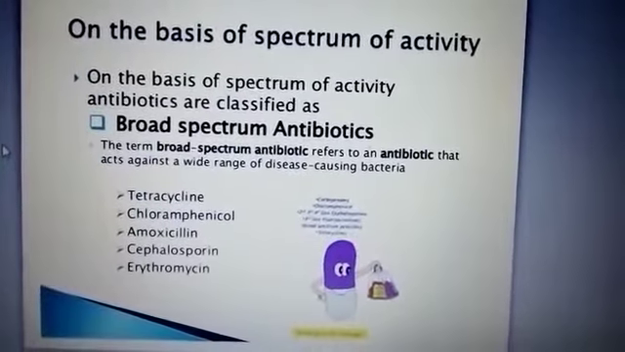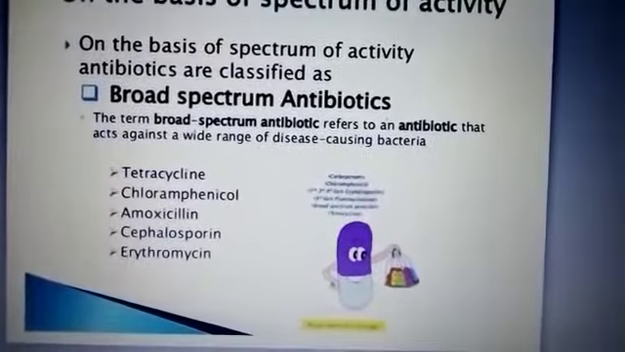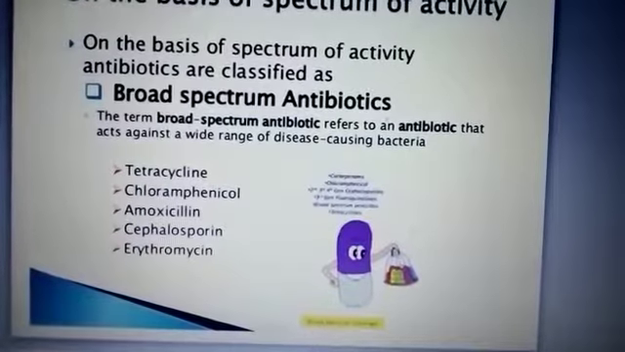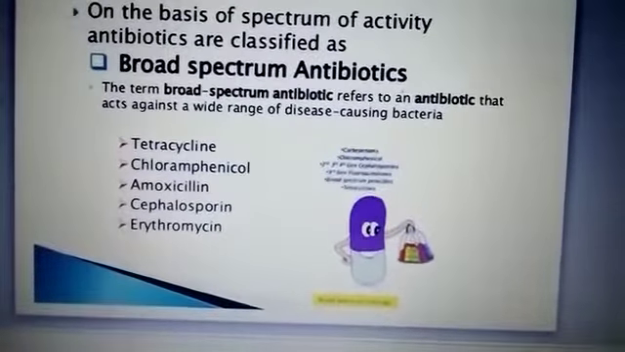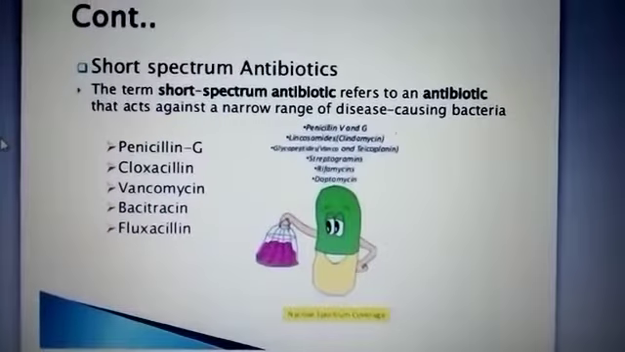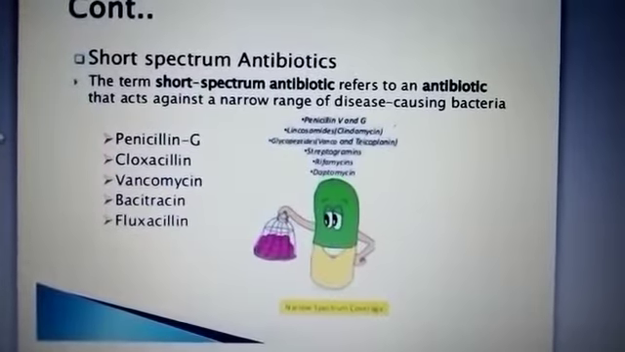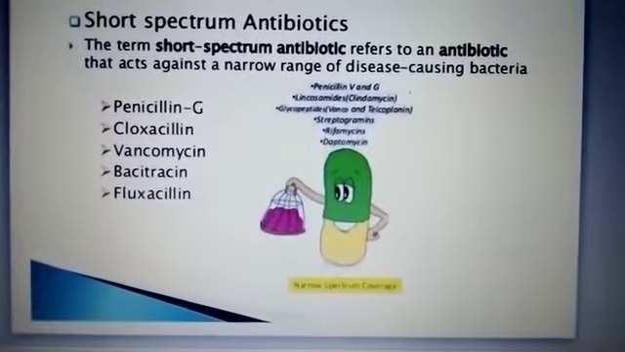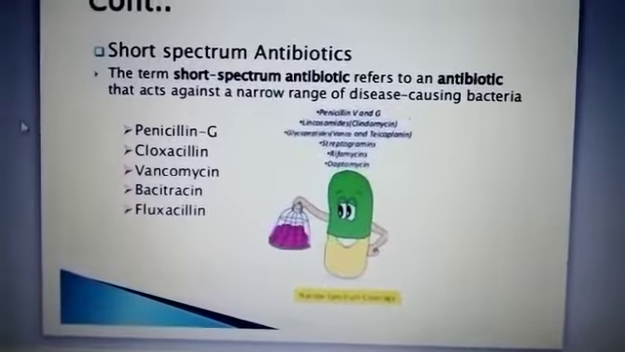On the basis of spectrum of activity, antibiotics are classified as broad spectrum antibiotics. The term broad spectrum refers to an antibiotic that acts against a wide range of disease-causing bacteria. Examples are here: tetracycline, amoxicillin, etc. Then, short or narrow spectrum antibiotics. The term short or narrow spectrum antibiotics refers to an antibiotic that acts against a narrow range of disease-causing bacteria. Here come the examples: penicillin, then vancomycin, etc.